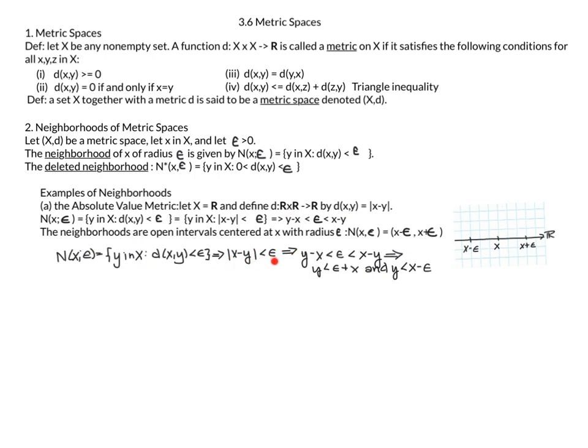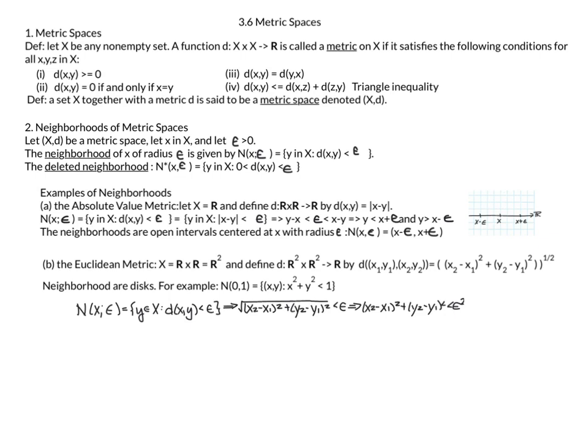So if x minus y is less than epsilon, that implies y minus x is less than epsilon, which implies that y is less than epsilon plus x, so this portion of the graph, and y is greater than x minus epsilon, so kind of this portion of the graph. So what you get is this open interval centered at x with radius epsilon. So here is this picture and this expression: the neighborhood of x with radius epsilon is equal to the open interval from x minus epsilon to x plus epsilon.